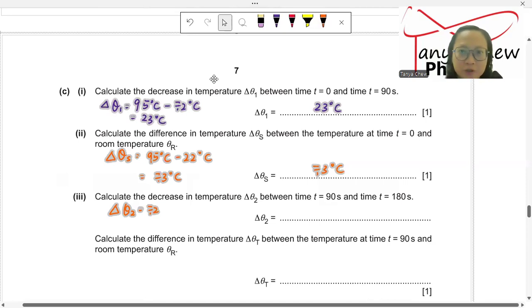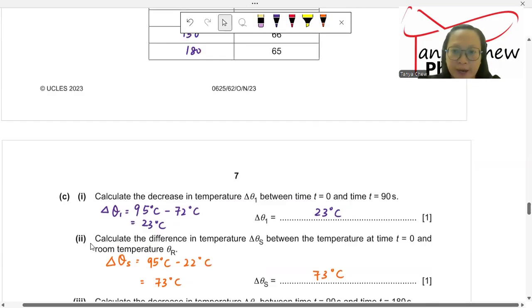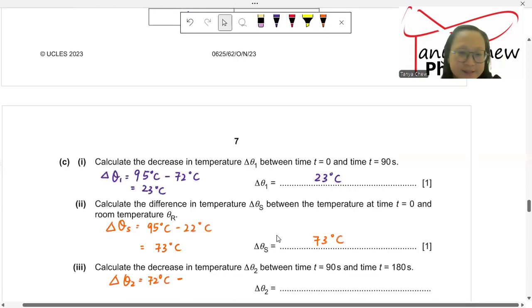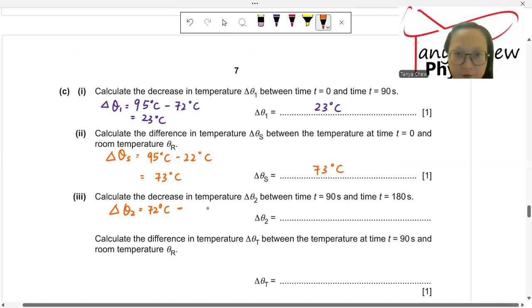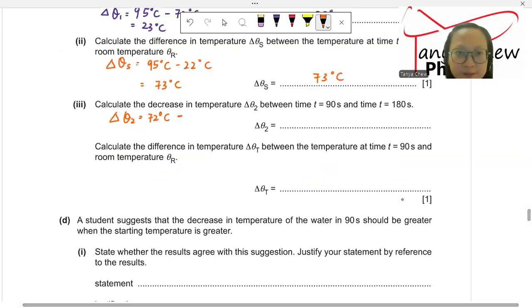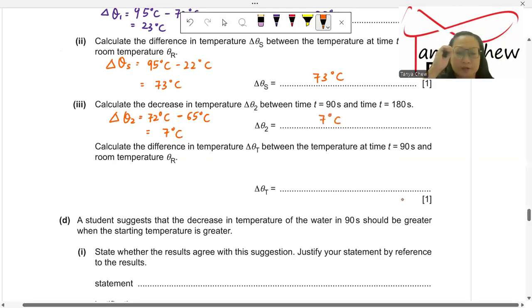Okay, that is 72 degrees. So this is 72 degrees Celsius minus 65 degrees Celsius at 180 seconds. So I'm going to put here 65. Right, so this is 65 degrees Celsius. That gives 7 degrees Celsius. So 7 degrees Celsius is the answer.